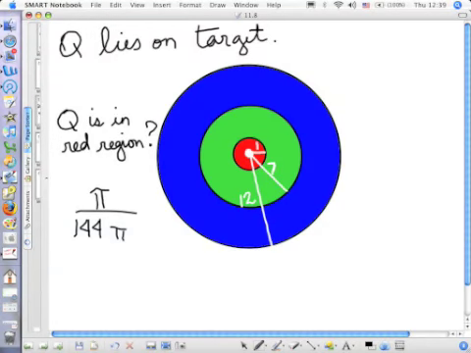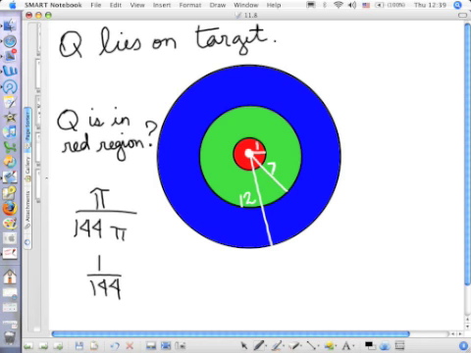1 over 144 because we reduce. Okay? So the probability that Q lies in the red region after we reduce is 1 in 144. And that's because the red circle is 1/144th of the whole target. It has nothing to do with skill level, weather, or anything else. It's just because that's how much of the area it takes up.